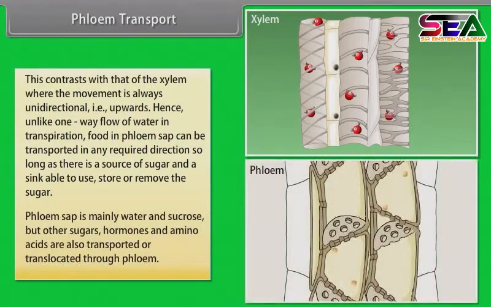Phloem sap is mainly water and sucrose, but other sugars, hormones, and amino acids are also transported or translocated through phloem.